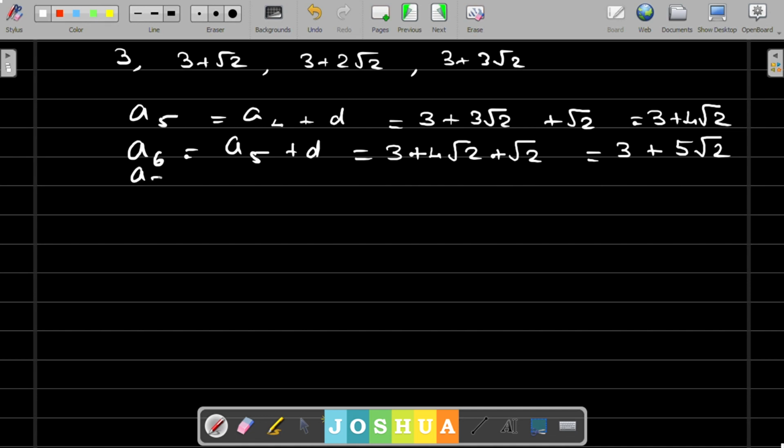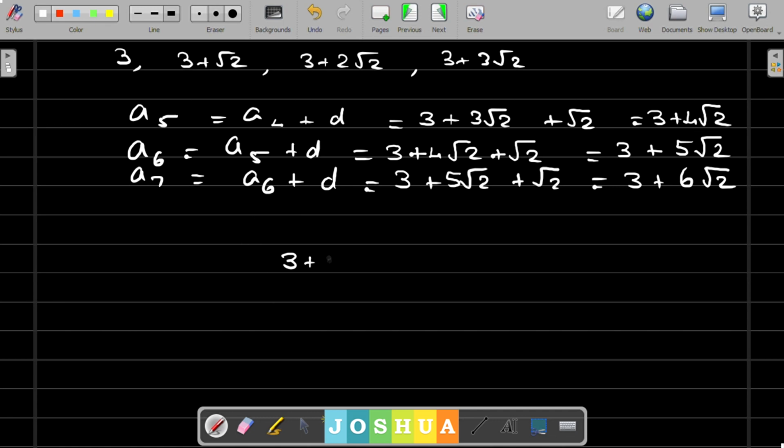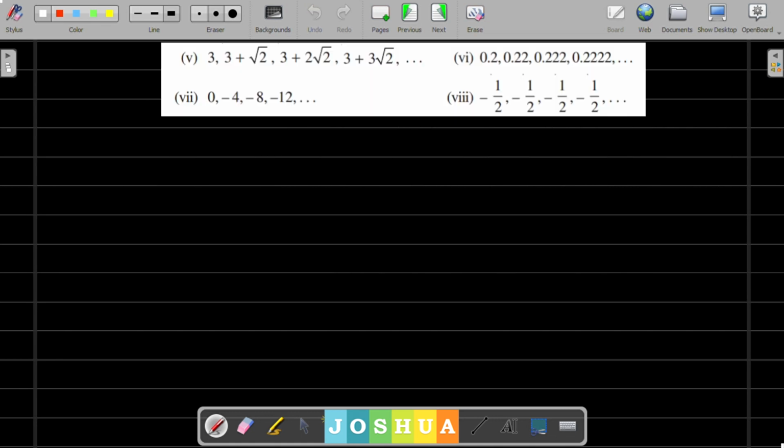In the same way we have A7, that is equal to A6 plus d, and A6 is equal to 3 plus 5 root 2, plus root 2, that is equal to 3 plus 6 root 2. So now we got 3 more terms for the given AP: 3 plus 4 root 2, 3 plus 5 root 2, 3 plus 6 root 2. Now move on to the next one, the sixth one.